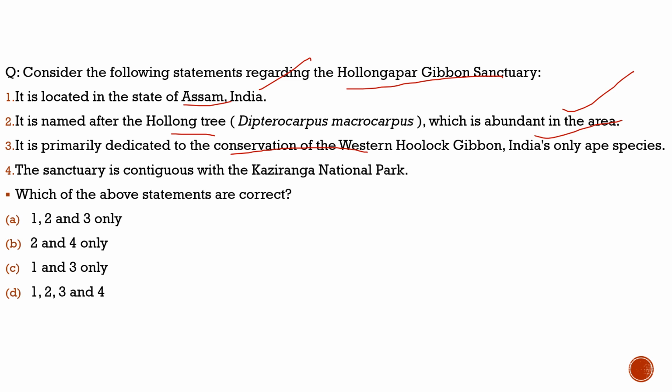Fourth statement, the sanctuary is contiguous with the Kaziranga National Park. Totally incorrect, as both are in Assam, but it is not contiguous with it. So with respect to this question, the correct statements are statement 1, statement 2 and statement 3, and from the code given below, the correct option is option A.